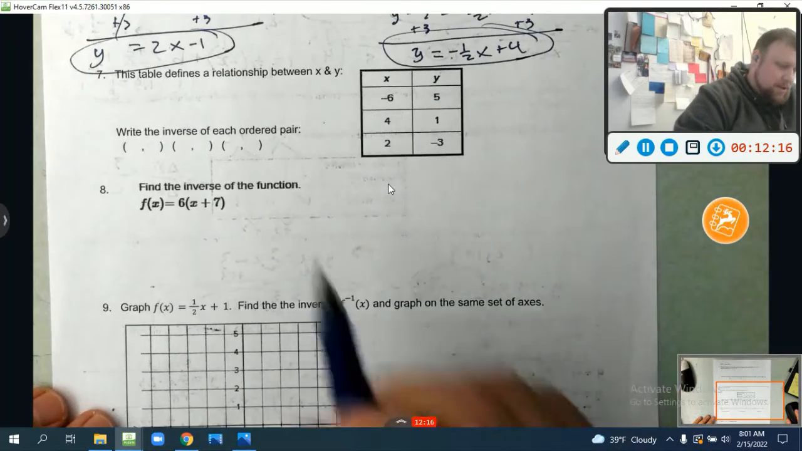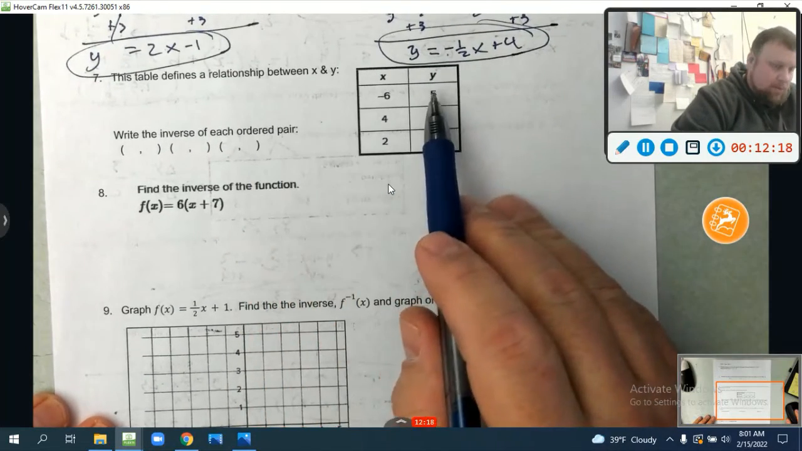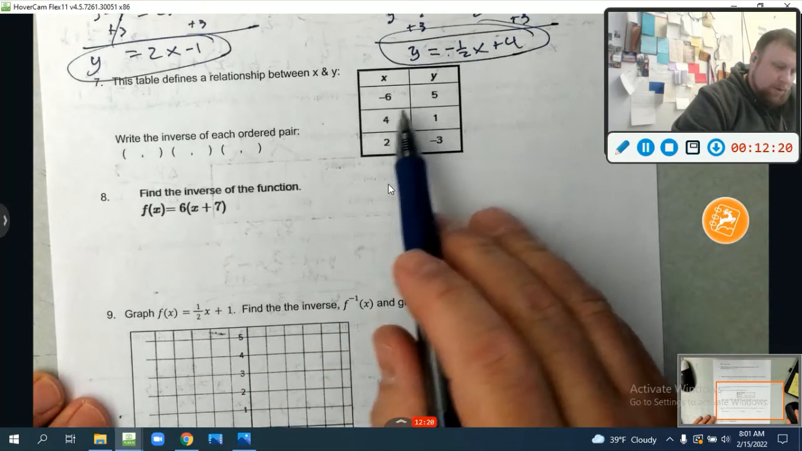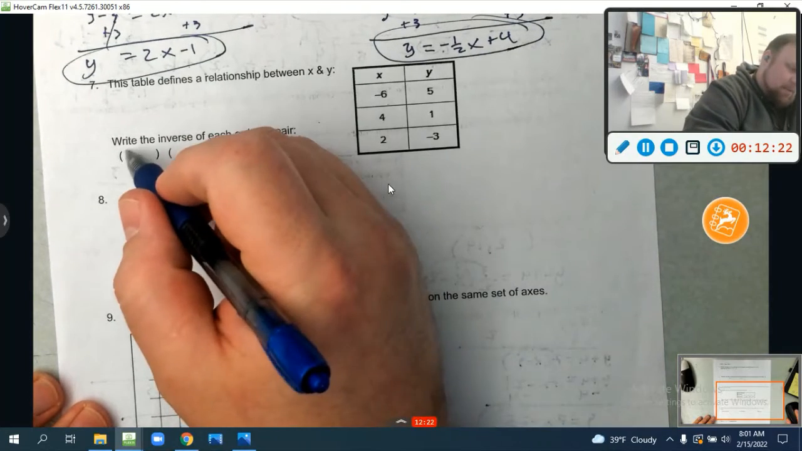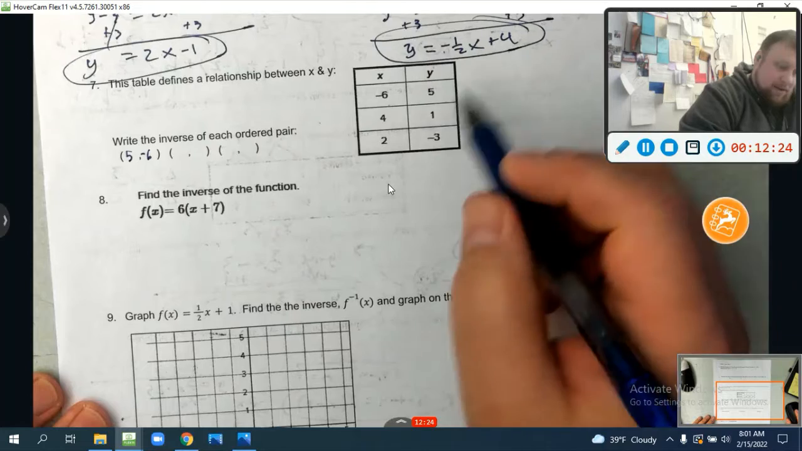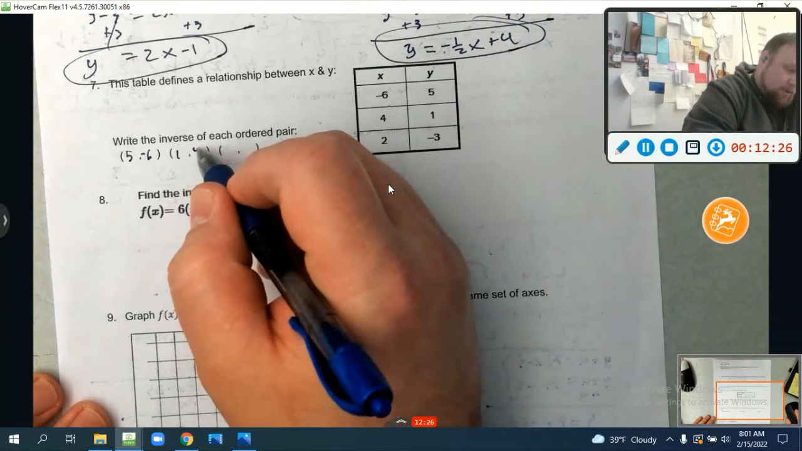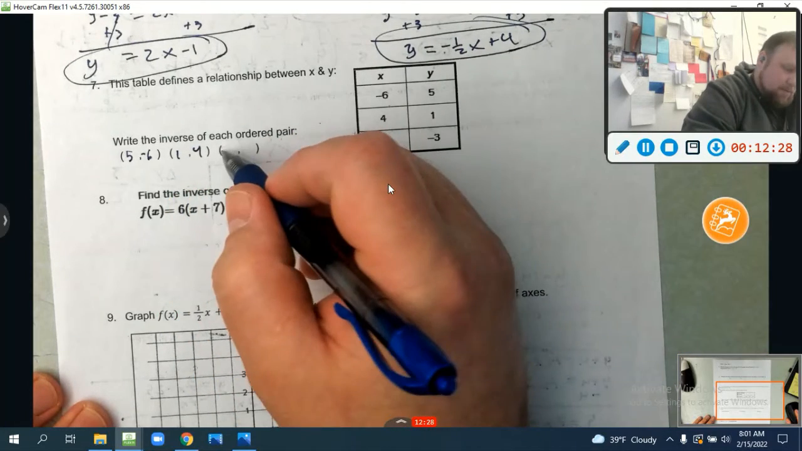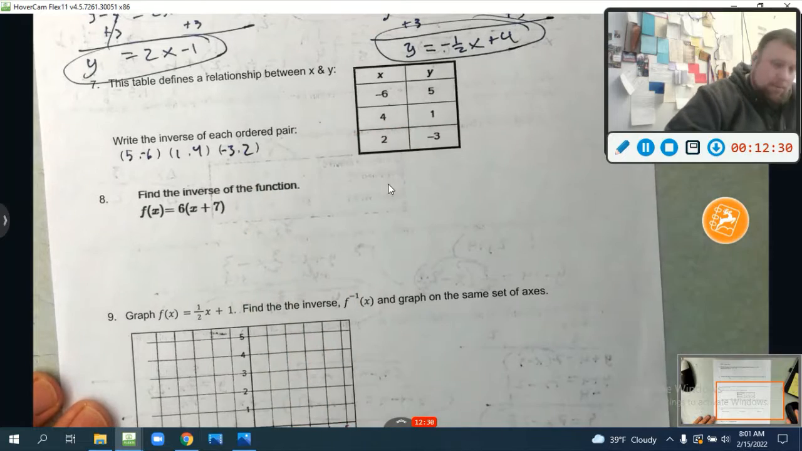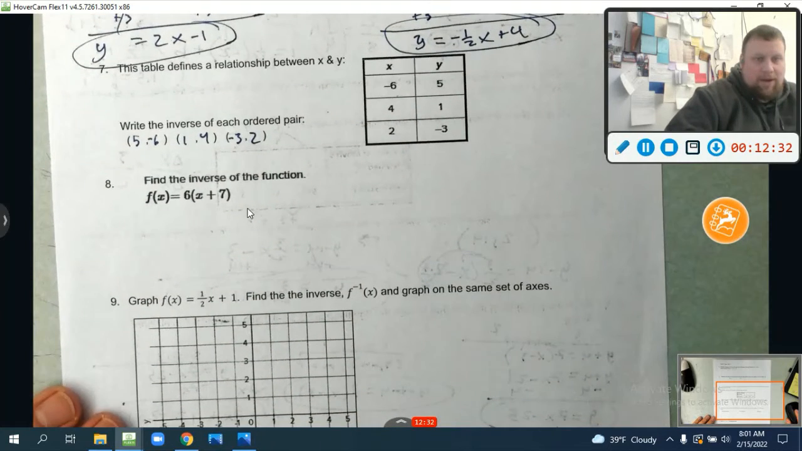This table defines a relationship between x and y. Write the inverse of each ordered pair. Well, if that's (negative 6, 5), it'll become (5, negative 6). (4, 1) becomes (1, 4). (2, negative 3) becomes (negative 3, 2). Boom. That's it.